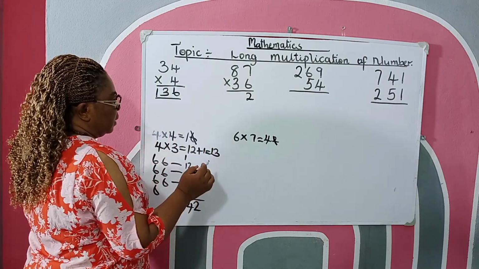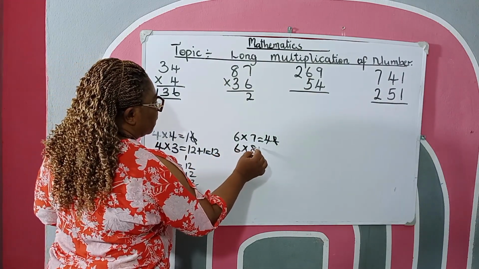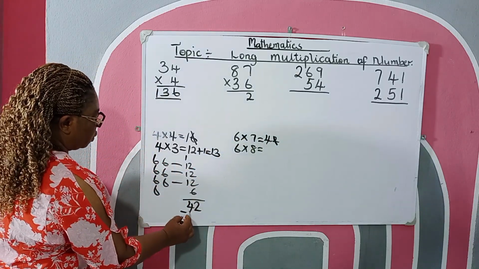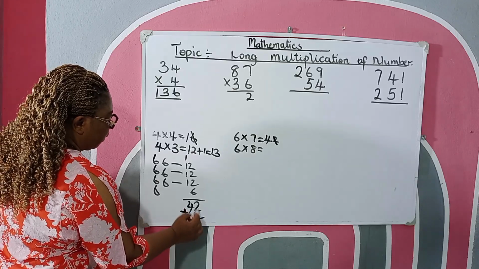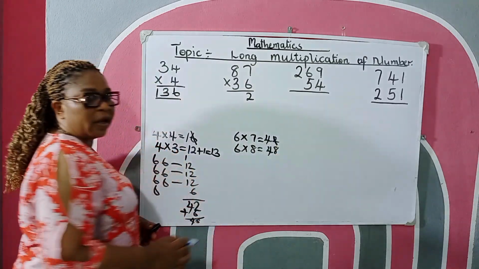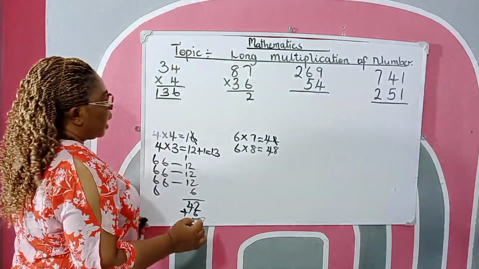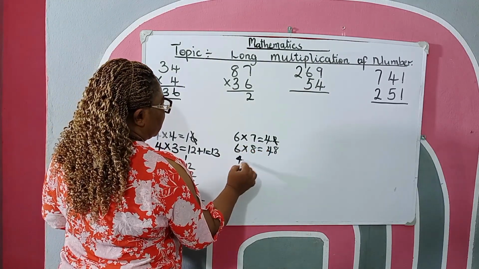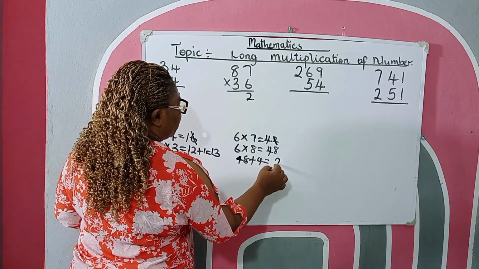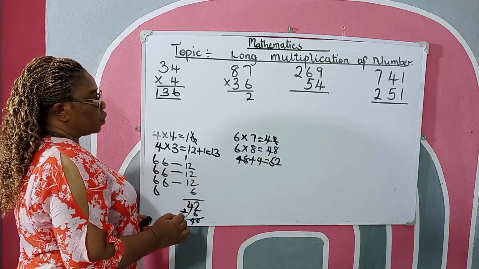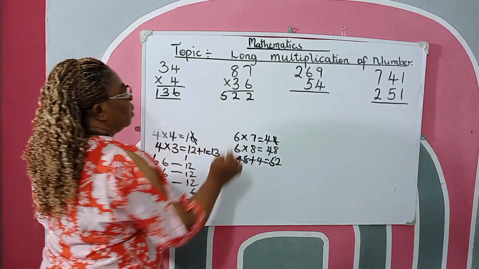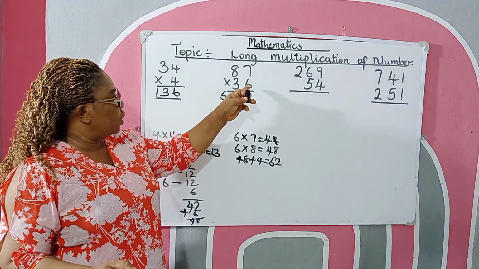Then 6 times 8. Since 6 times 7 is 42, 6 times 8 is going to be 42 plus 6. That will give us 48. And this 48 plus this 4. 8, 9, 10, 11, 12. Write 2. 52. We write 52. We have finished with the unit.